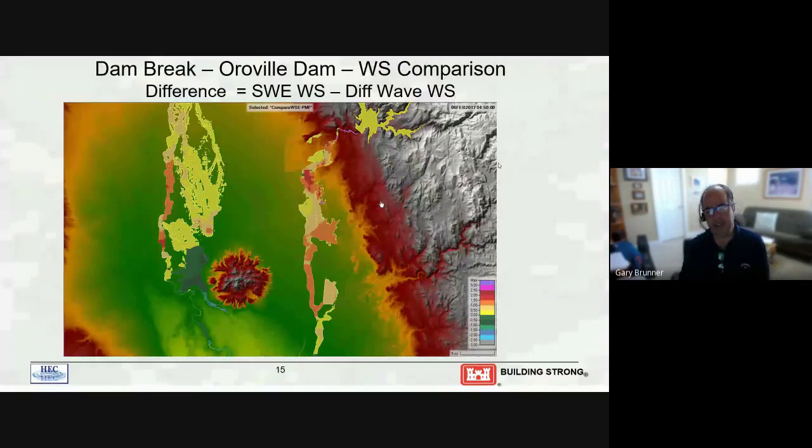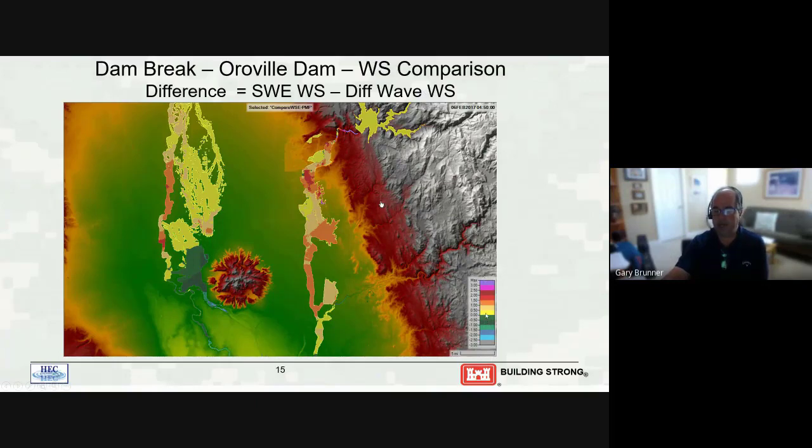And so what I did then is I computed a new layer in RAS Mapper, which you can do, and I said, I want to create a layer that's the difference. So I took the shallow water equations minus the diffusion wave. A positive number means the shallow water equations had a higher answer, and a negative number means the diffusion wave equations had a higher water surface. So here's my color chart down here.